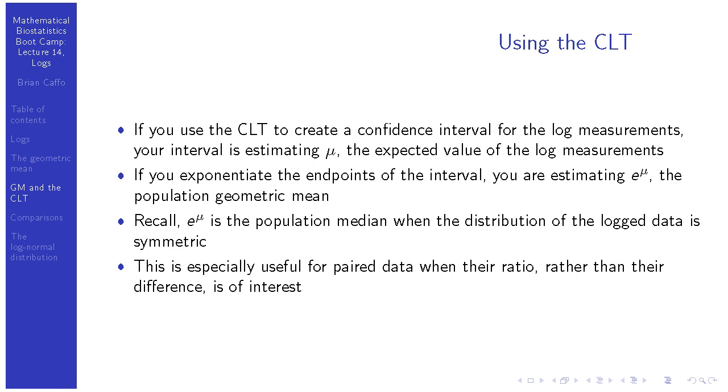If you're willing to assume that your data is symmetric, that the population from which your data is drawn is symmetric on the log scale, then when you take the log of the data, create the confidence interval, and then exponentiate the endpoints, you wind up with a confidence interval for the median. And remember, we also talked about getting a confidence interval for the median using bootstrapping, but this is a lot easier. It just uses the ordinary t confidence interval.